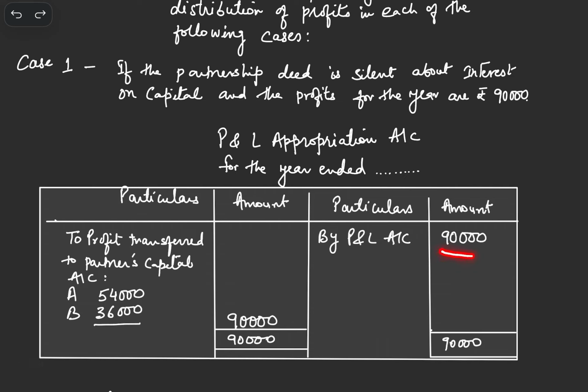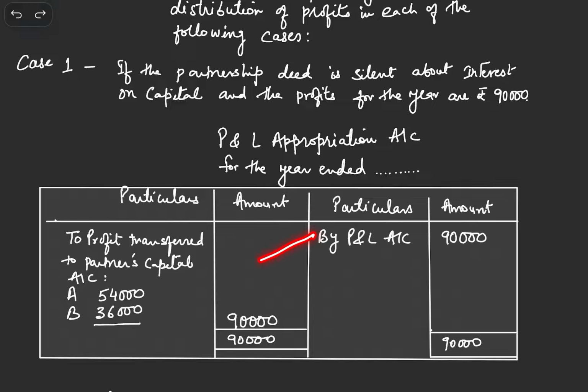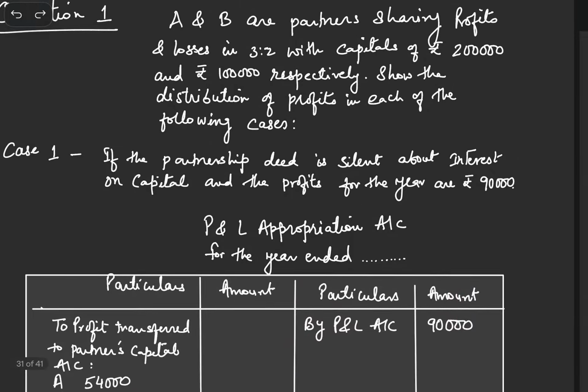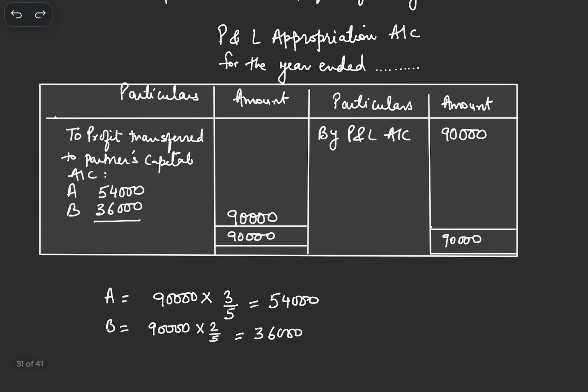Now please see, in this case, the profit of rupees 90,000 is being transferred. This is the net profit given in the question. This is the profit given, transferred, and will be utilized for the distribution directly. Now see, this is being divided in the ratio which is being given in the question. The question says there is a profit sharing ratio of 3:2 between the partners. So please check how it is being calculated.